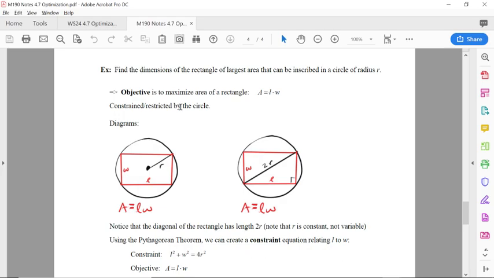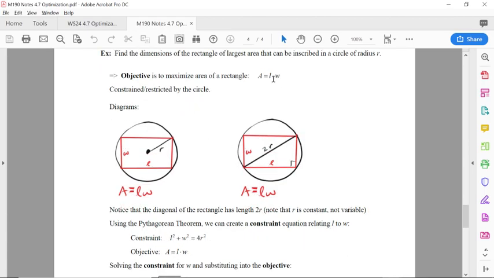And the constraint here is that we are restricted by the circle itself. The rectangle is restricted by the boundary walls of the circle. So let's construct a couple of diagrams here. This is fundamentally the diagram that's going to be best suited for this example. We have the radius, which is measured from the center to the edge of a circle, so we can take, for instance, the radius from the center to the corner of a rectangle.